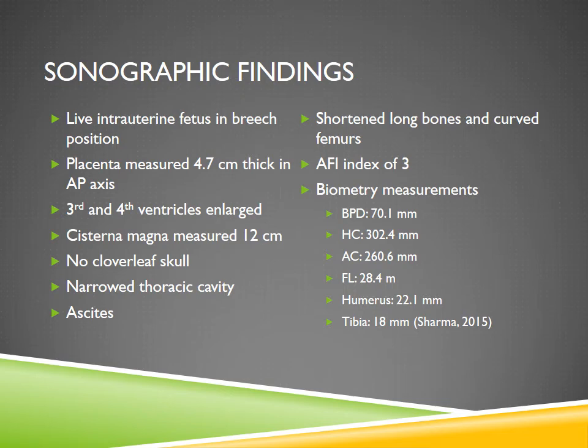Moving on to the thoracic cavity, it was noted that narrowing had occurred along with gross ascites within the fetal abdomen. The extremities presented shortened long bones and a curved shape to the femur. Amniotic fluid surrounding the fetus was reduced with an AFI of 3. The fetal biometry measurements showed a range of gestational age approximations from 16 weeks 5 days in the measurement of the humerus to 33 weeks 2 days in regard to head circumference.